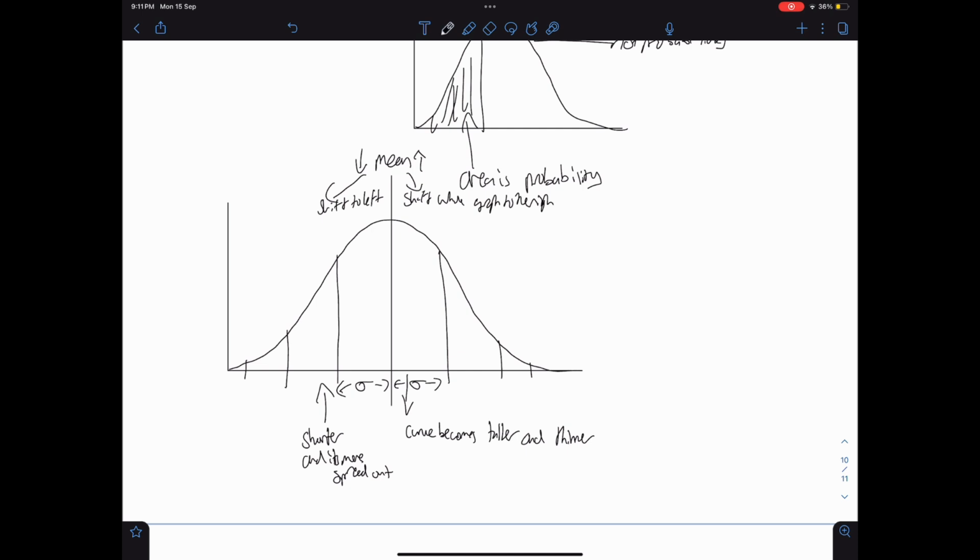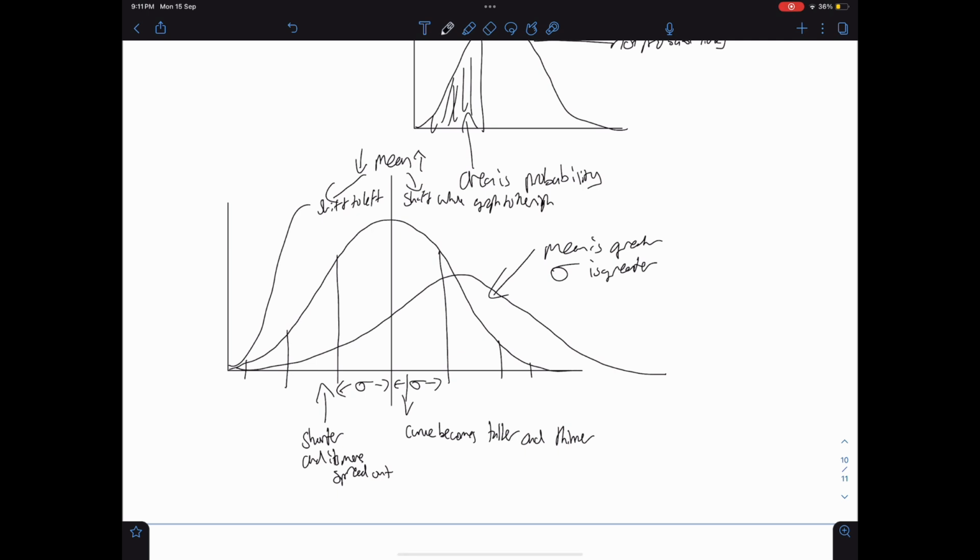And as you can see with the normal distribution, it's symmetrical, so the probability decreases equally as you go the same distance away from the mean. So you're able to compare some distributions. So here you can say the mean is greater and the standard deviation is greater. Then here you could say the mean is lower and the standard deviation is also lower.